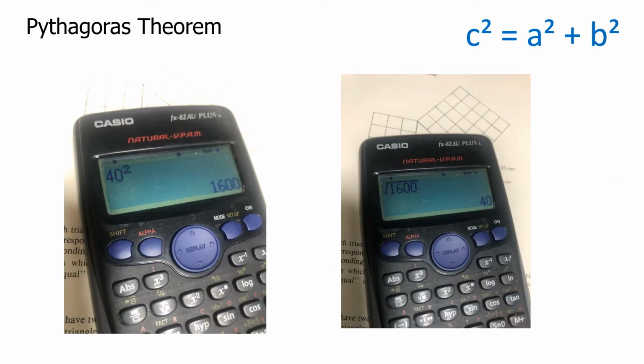Here's an example on my scientific calculator of putting 40 squared straight in to give me 1,600. Now I could have done 40 times 40 and that would have given me the same answer. And on the other side here we can see the square root of 1,600, which is 40, which is the reciprocal of the square, or the opposite.